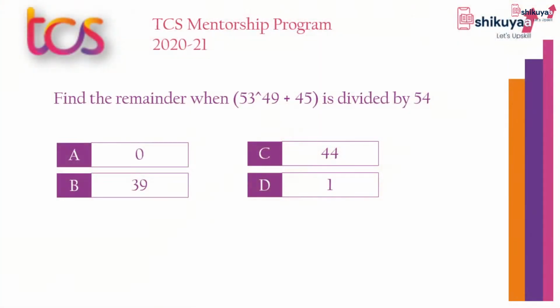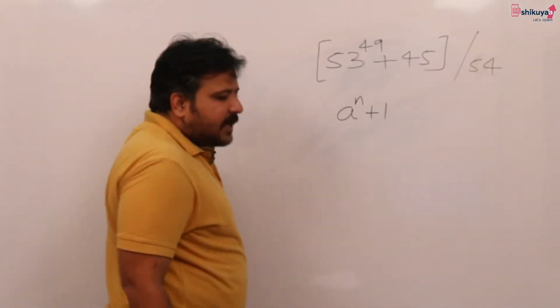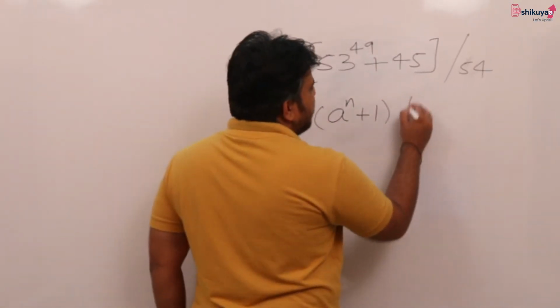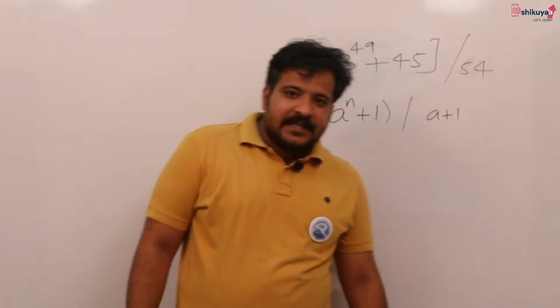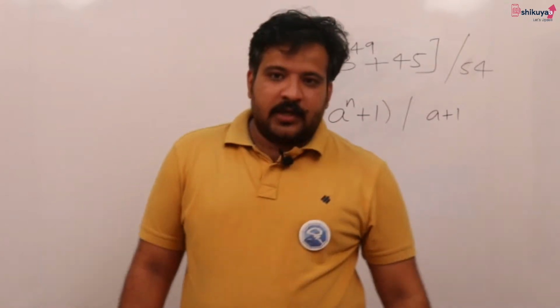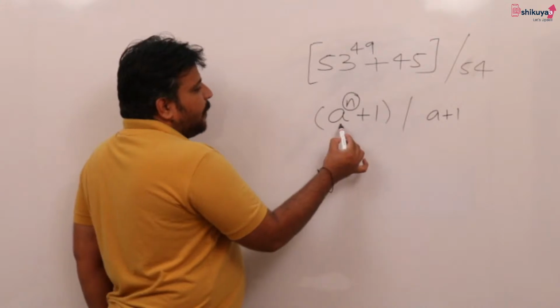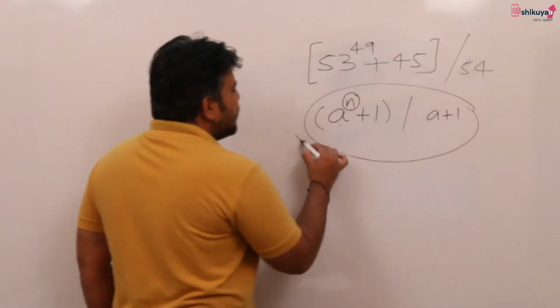So my point here is this requires a very basic rule that you should know. That rule is, if a raised to n plus 1 is divisible by a plus 1, when n is odd. This is really important. So when n is odd, a raised to n plus 1 is always divisible by a plus 1. So you need to understand this rule.